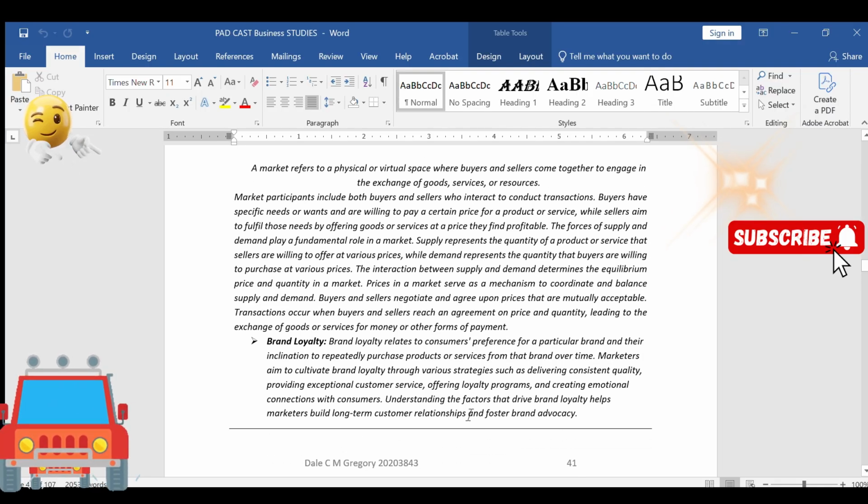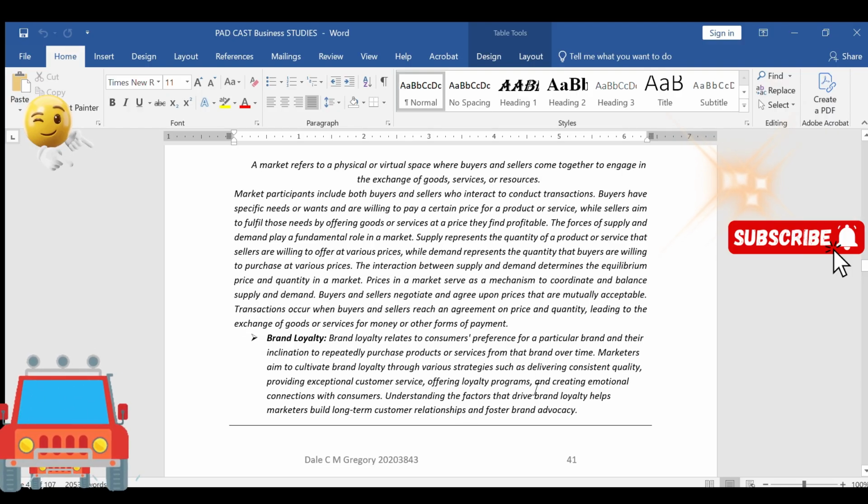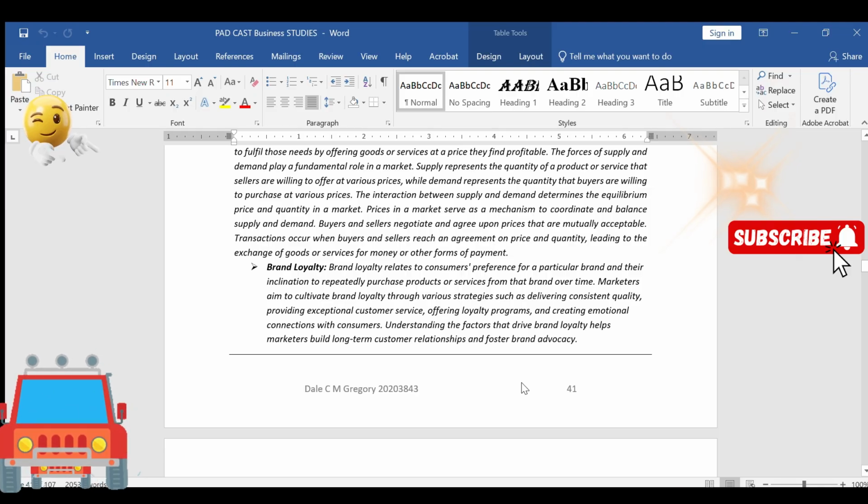The interaction between supply and demand determines the equilibrium price and quantity in a market. Prices in a market serve as a mechanism to coordinate and balance supply and demand. Buyers and sellers negotiate and agree upon prices that are mutually acceptable. Transactions occur when buyers and sellers reach an agreement on price and quantity, leading to the exchange of goods or services for money or other forms of payment.